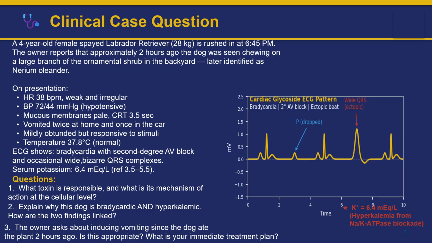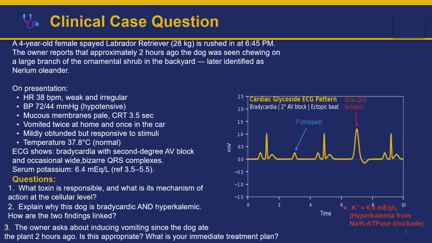Answer to question 1. The toxin is a cardiac glycoside, specifically oleandrin and nerein from Nerium oleander. Oleander is one of the most commonly planted ornamental shrubs in the southern United States, the Southwest, and warm climates worldwide. It is toxic in all parts: leaves, stems, flowers, bark, and even the water in a vase containing cut oleander. At the cellular level, oleandrin works exactly like digoxin.